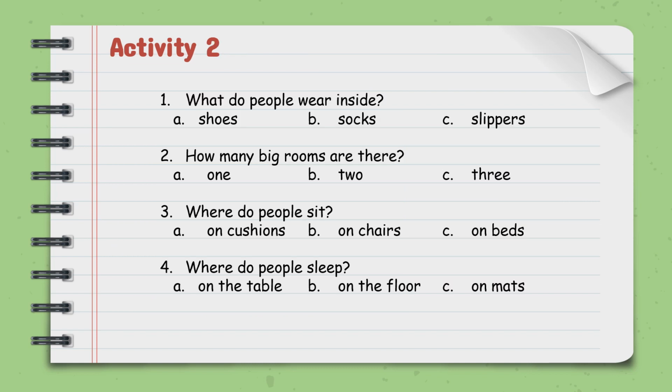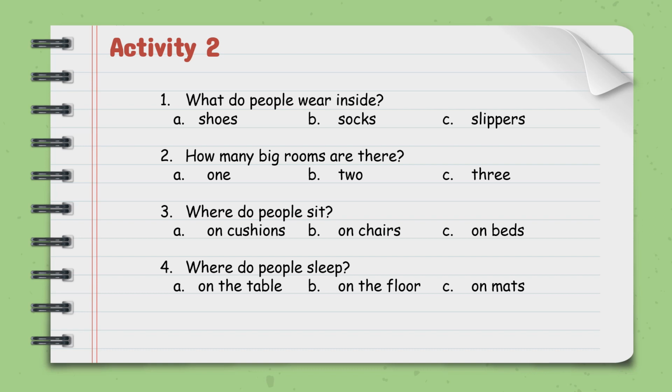For activity number 2, answer these questions based on the traditional Japanese house that we have read in activity 1. Question number 1. What do people wear inside? Is it shoes, socks, or slippers? Question number 2. How many big rooms are there? Are there 1 big room, 2 big rooms, or 3 big rooms?